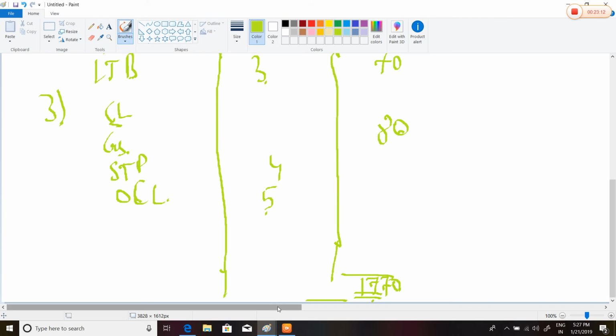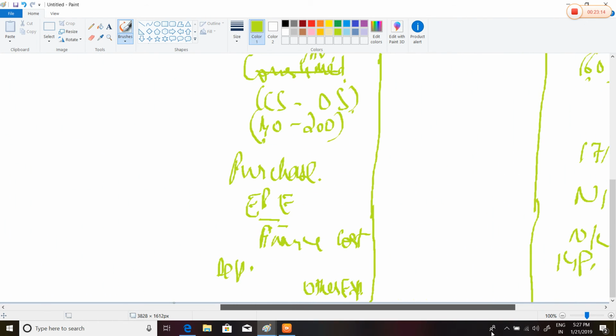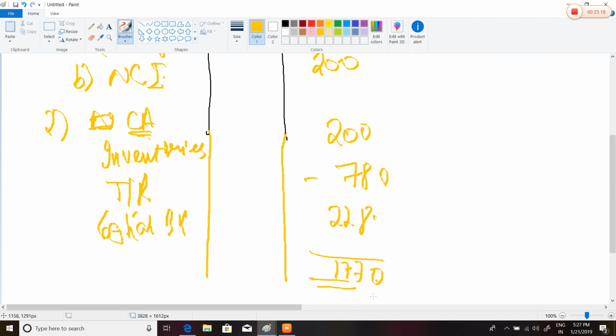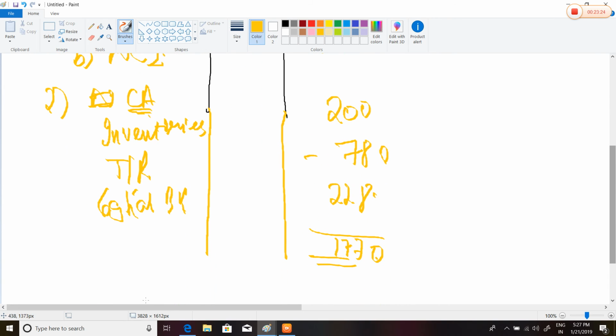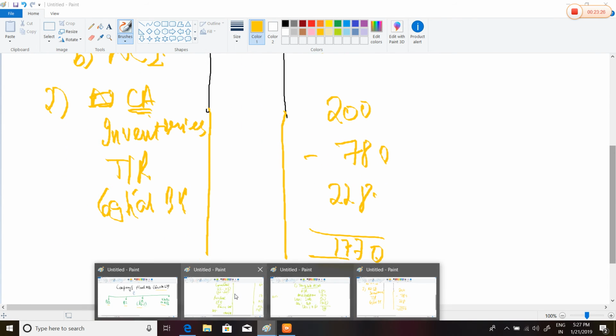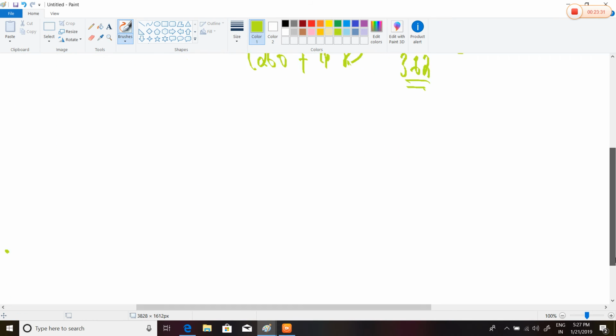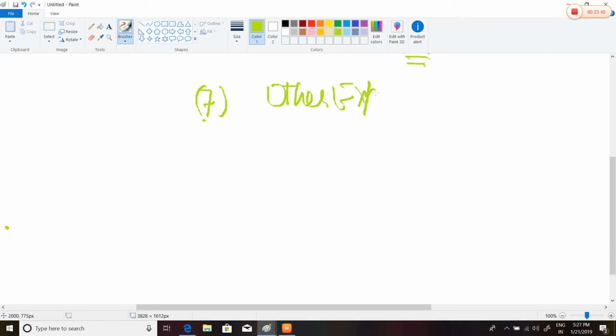Okay, now next part, balance sheet. The last notes to account number was made number 6. Now we are going to start with number 7, other expenses.